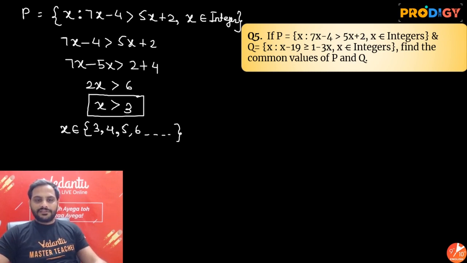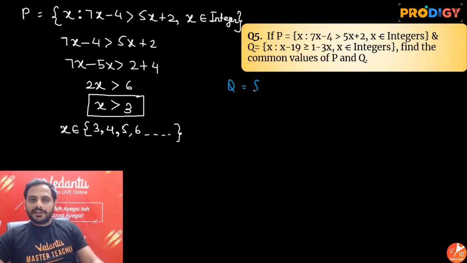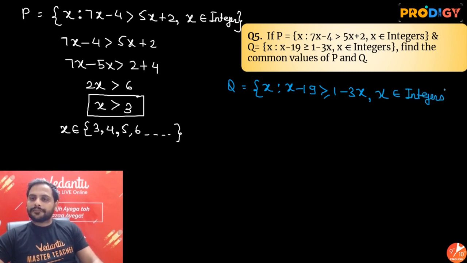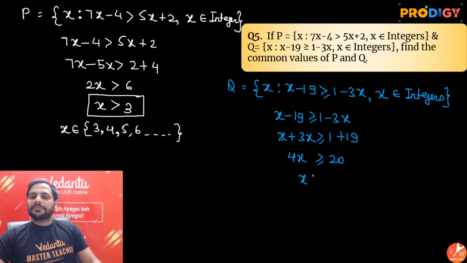Alright, then let's look at Q. Q is given as all the values of x where x minus 19 is greater than or equal to 1 minus 3x, where x again belongs to integers. So x minus 19 is greater than or equal to 1 minus 3x. Shift minus 3x over there, minus 19 over here. So x plus 3x is greater than or equal to 1 plus 19. So 4x is greater than or equal to 20. So x is 20 by 4, which is equal to 5. X is greater than or equal to 5.